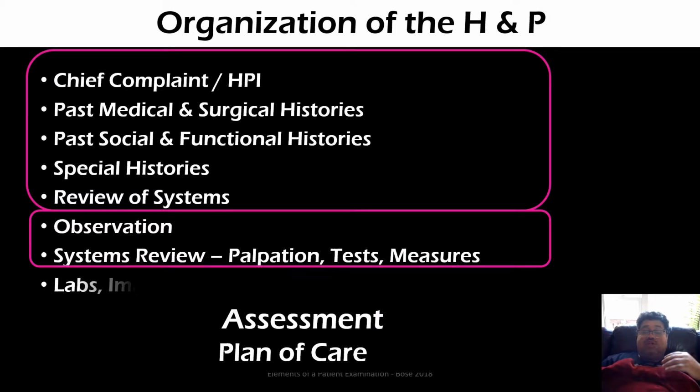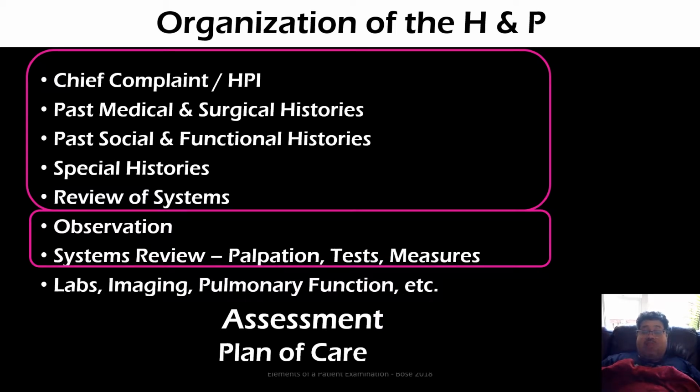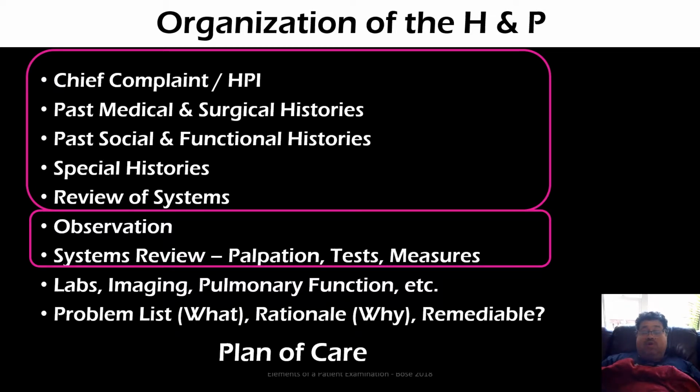So in investigations, we look at lab work, imaging, pulmonary function testing, and various other supportive examinations that were not done by you but are important for knowing to make an assessment. So in assessment, we look for a problem list, what is wrong, and then we look for rationale. Why is something wrong?